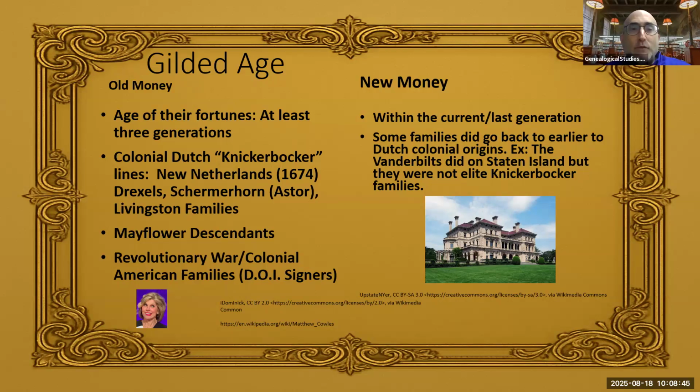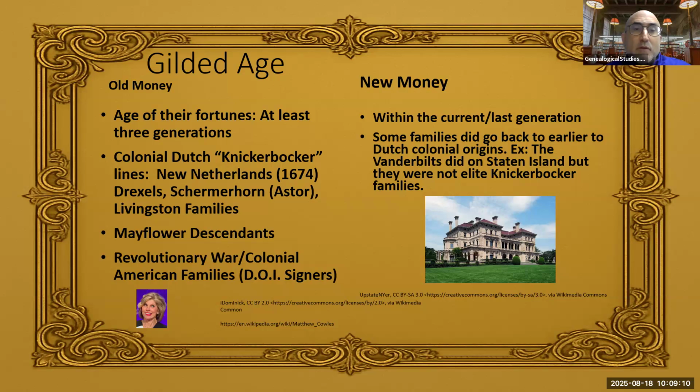To be old money in the Gilded Age in one of the 400, you had to have had a fortune for at least three generations. Many of them were colonial Dutch Knickerbocker lines. These were people who came to the New World, America, when New York was still called New Netherlands. New York did not become British until 1674.